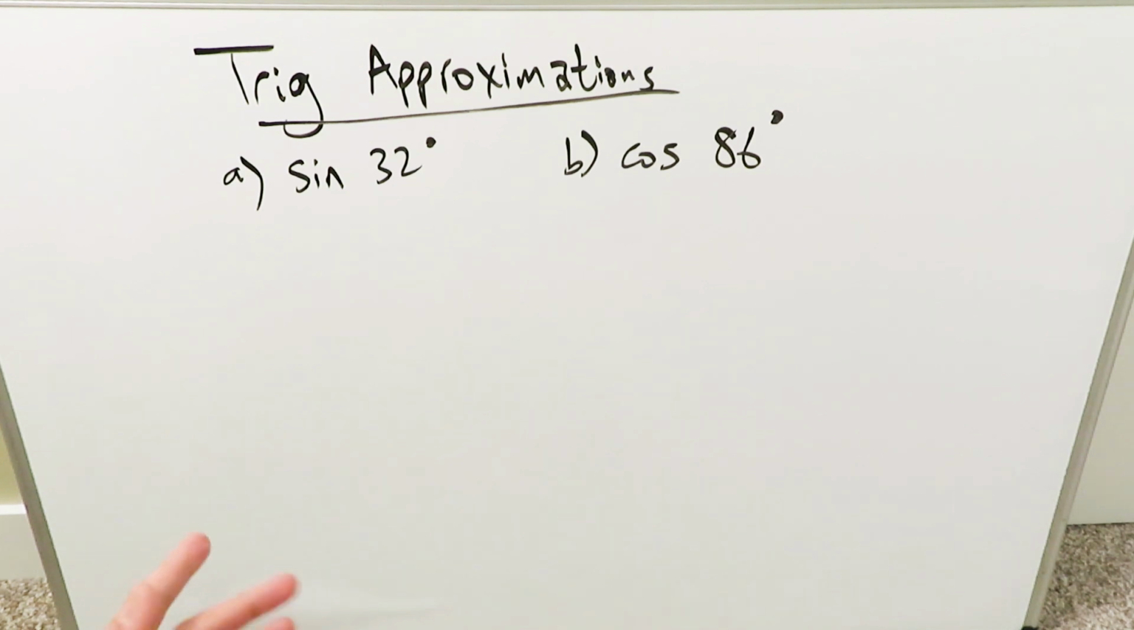Trigonometric approximations using derivatives. Very fun. We've seen something like this very recently, but doing root approximations. Here we're doing trigonometric, focusing on sine and cosine.